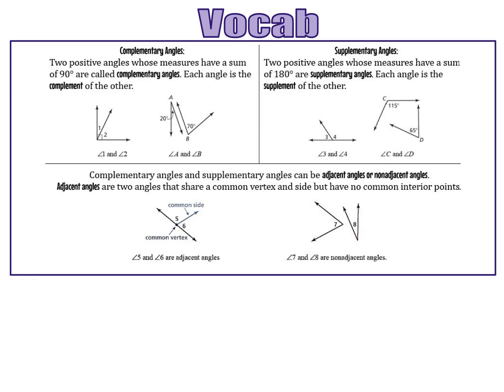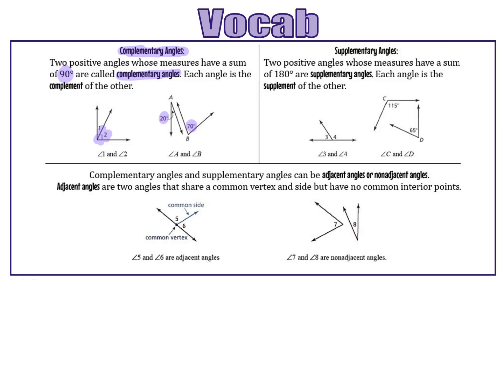Let's start with our vocabulary. The first word we're going to define today is complementary angles. Two positive angles who have a sum of 90 degrees are called complementary angles, or they are the complement of one another. So any two angles that add to be 90 degrees. So here, angles 1 and 2 are forming this right angle. Here, 20 and 70 makes 90. So these two angles are complementary angles.